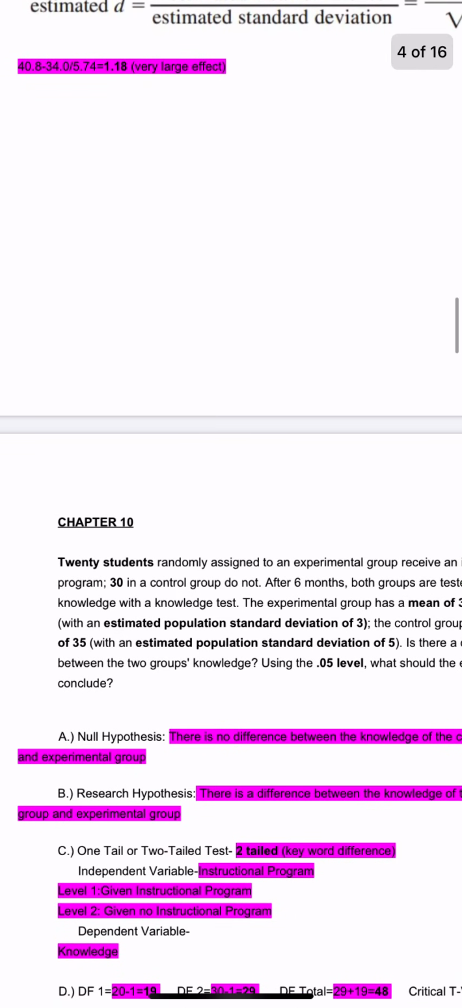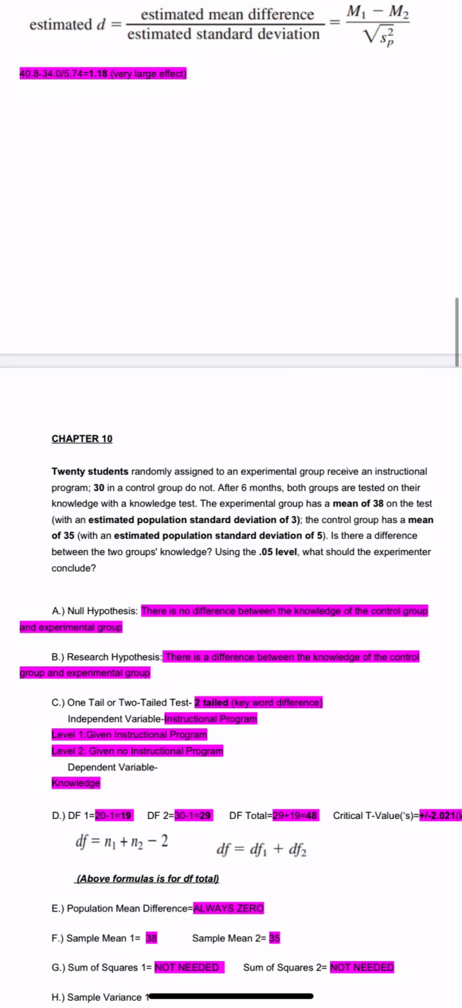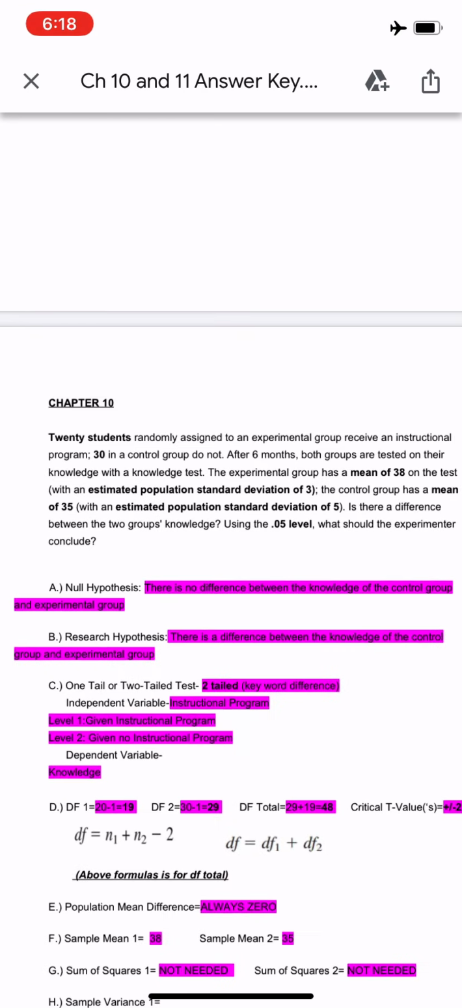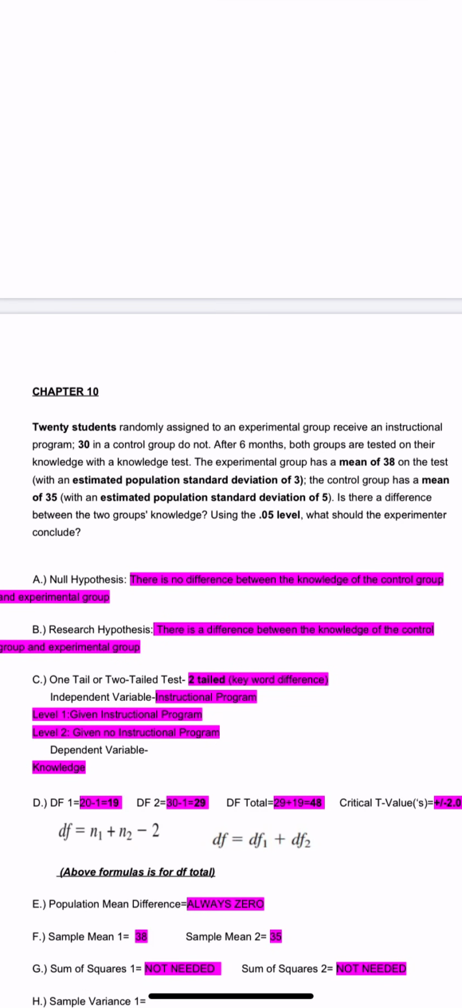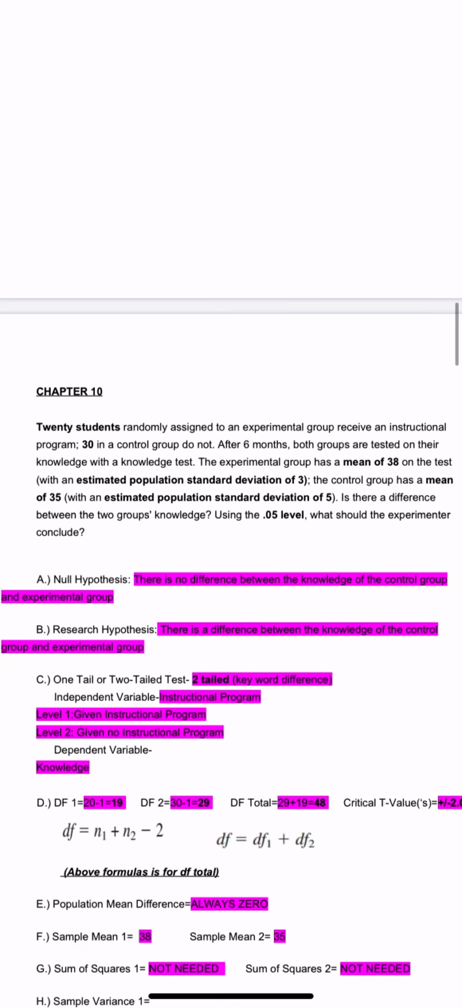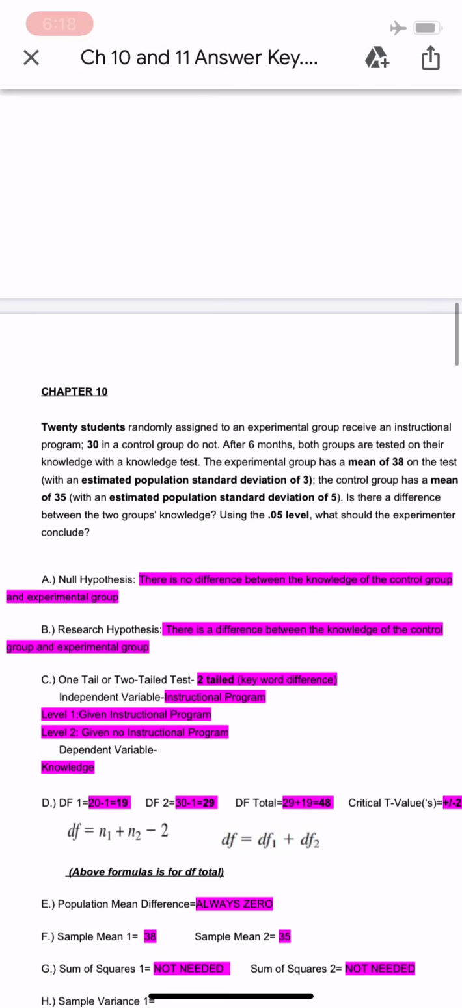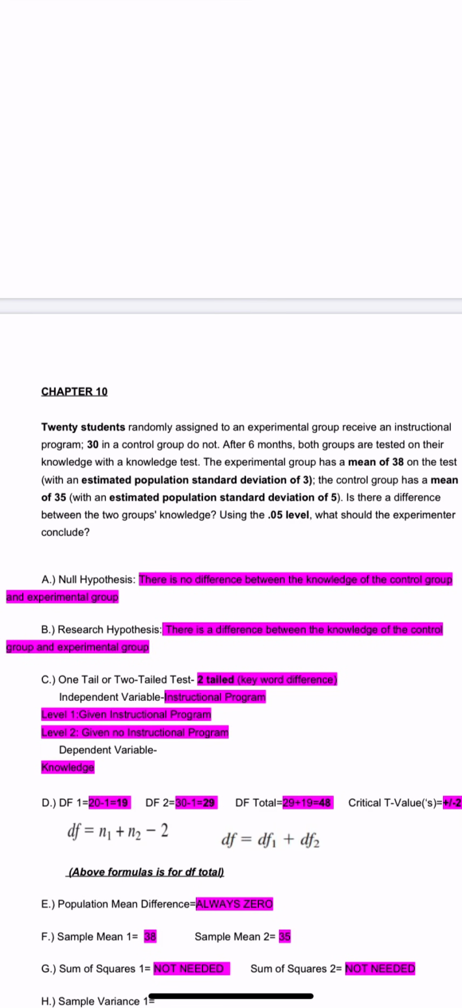All right, chapter 10, second question. I'll go through this one a little faster since I was pretty thorough in that first one. So chapter 10, you got 20 students randomly assigned to an experimental group receive an instructional program. 30 in a control group do not. After 6 months, both groups are tested on their knowledge with a knowledge test. The experimental group has a mean of 38 with an estimated population standard deviation of 3. The control group has a mean of 35 with an estimated population standard deviation of 5. Is there a difference between the two groups' knowledge? Using the 0.05 level, what should the experimenter conclude?